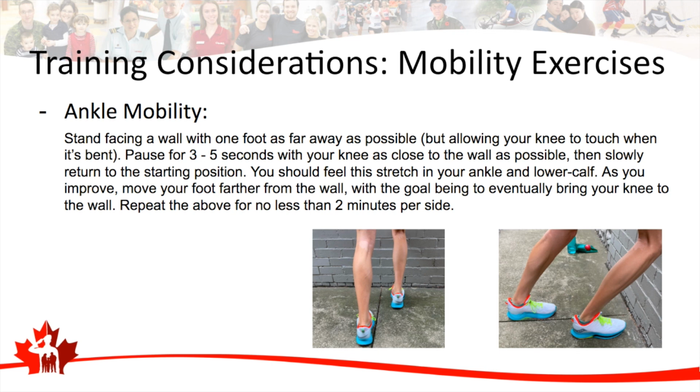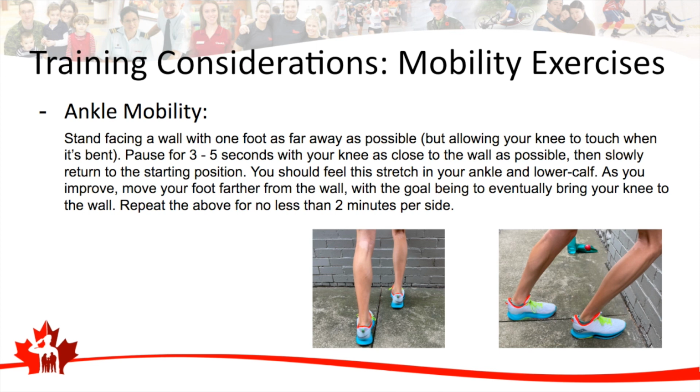The second one here is an ankle mobility exercise. Stand facing a wall with one foot as far away as possible, but allowing your knee to touch the wall when it's bent. So you will bend your knee and try to get it as close to the wall as possible, then slowly return to the starting position.